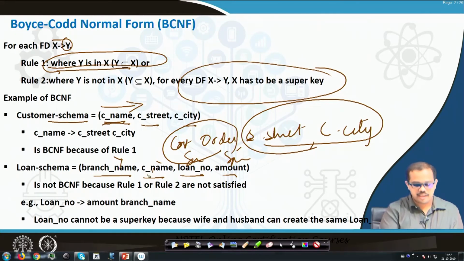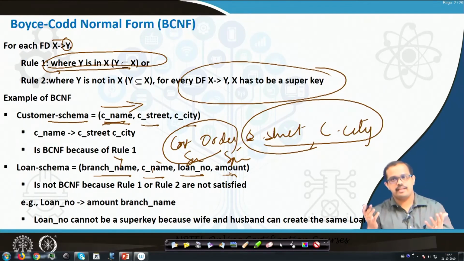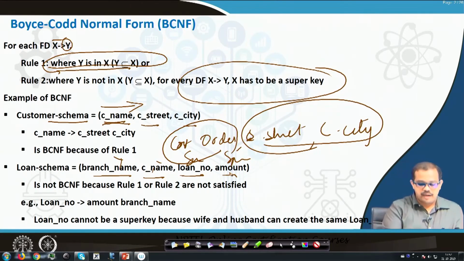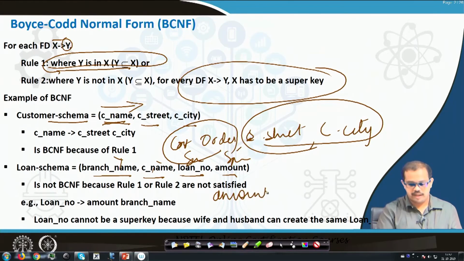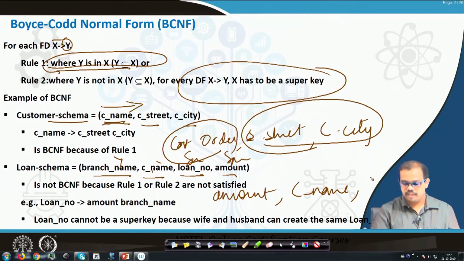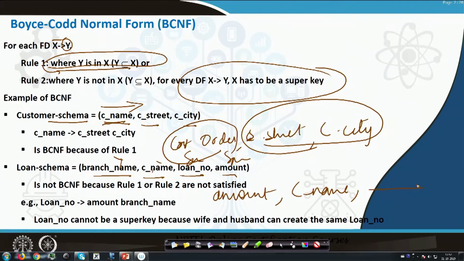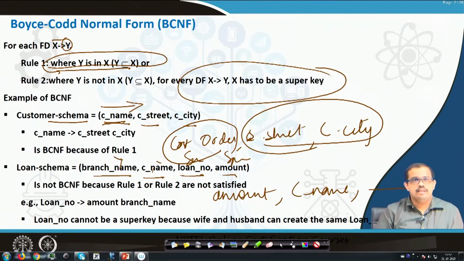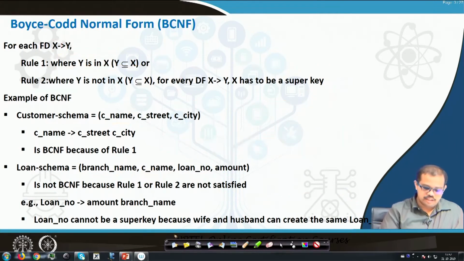If it was just a branch name, customer name and amount, then it could have been in the third normal form, because if you look at y, rather than branch name, if I say amount is y, comma customer name, comma let us say some other attribute which is a super key of this, then it would have satisfied rule number 2. So, that would be in the BCNF form. These are some examples that I am trying to tell you in a real-life way of how you put it in the normalized form.